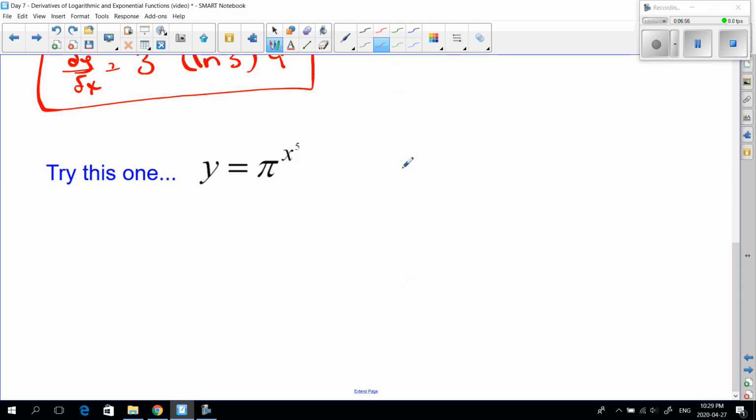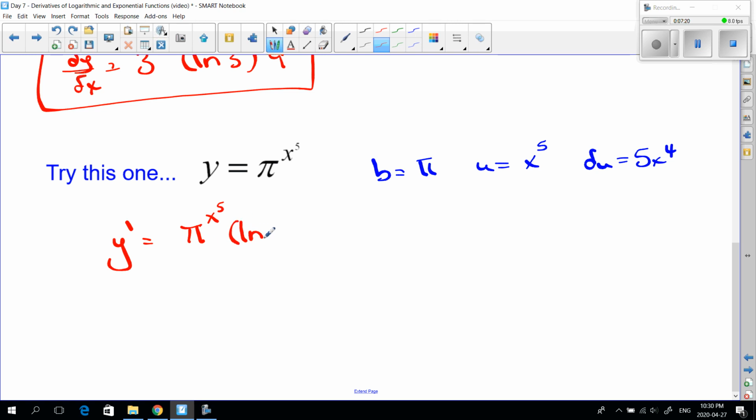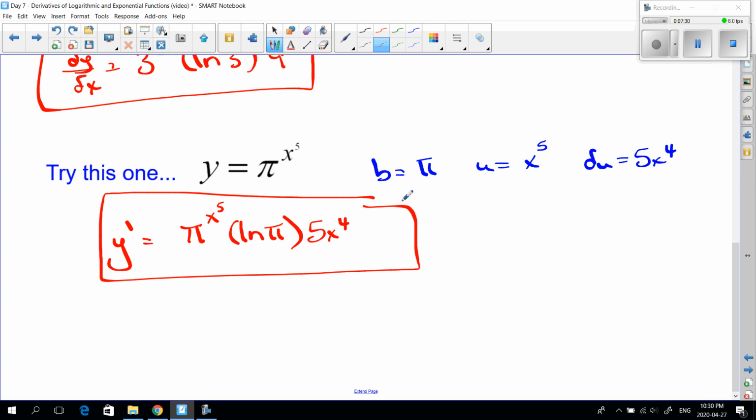Last one, I'll write down my b value, pi in this case. My u value is x to the fifth, and my du is 5x to the fourth. The derivative, y prime, would be b to the u. You rewrite the entire thing: pi raised to the power of x to the fifth, times ln b, ln pi, times du, 5x to the fourth. There's your derivative. All right, that's that.